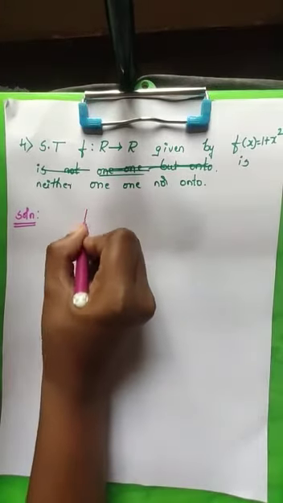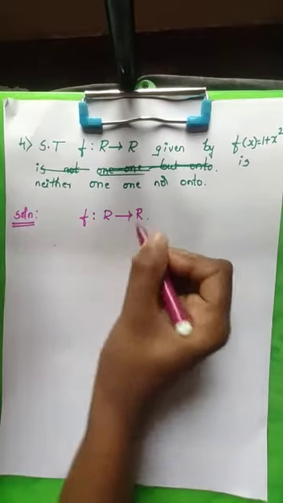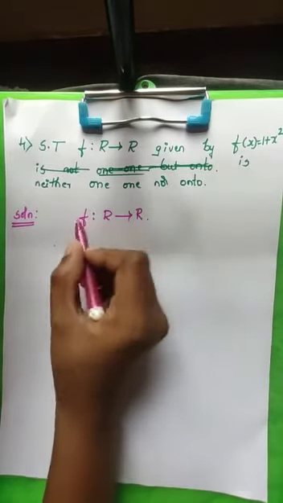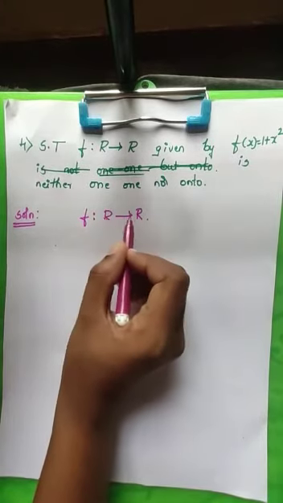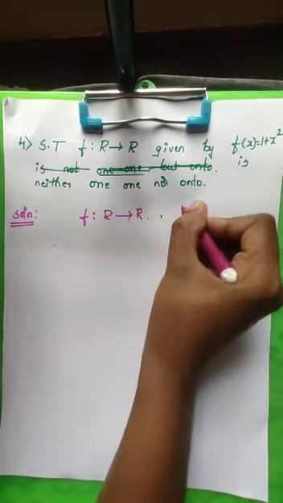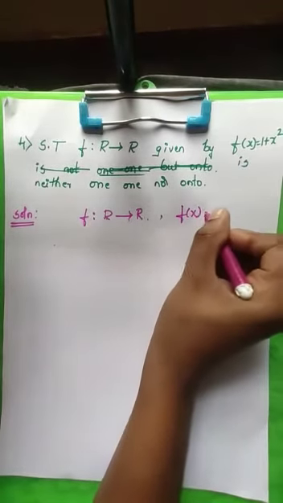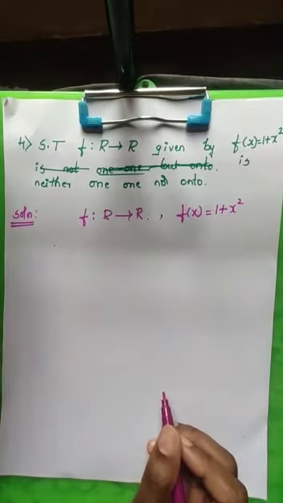So they have given the function f from R to R, correct? The function is mapped from real numbers to real numbers. The domain is real numbers, the codomain is also real numbers. And what is the function? f of x is equal to 1 plus x square.